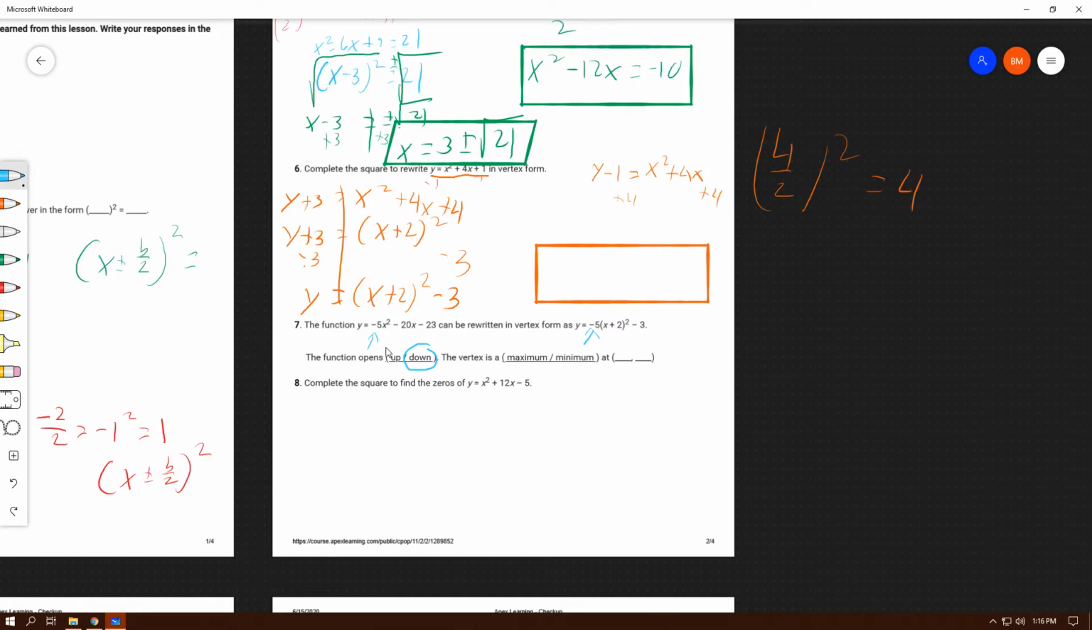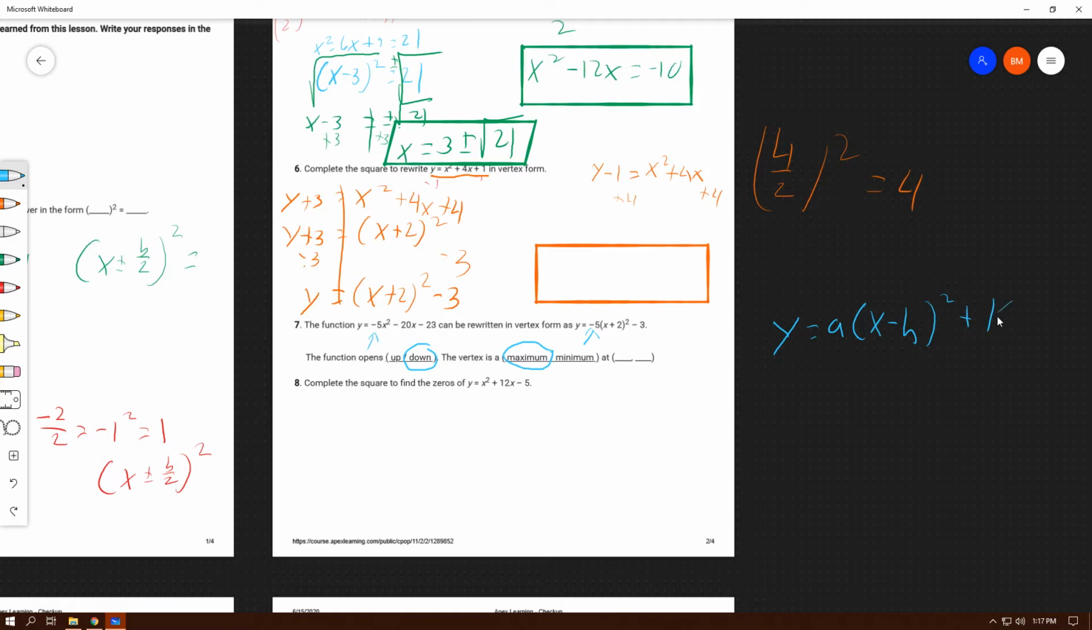If it was positive, it would be going up. And then the vertex would have to be a maximum. So if we open down, it's a maximum. If we open up, it's a minimum. Down, maximum; up, minimum. And then the vertex itself would be at... write this formula. This is in the study guide that you have. If you don't have it, just email me. I can get it to you.